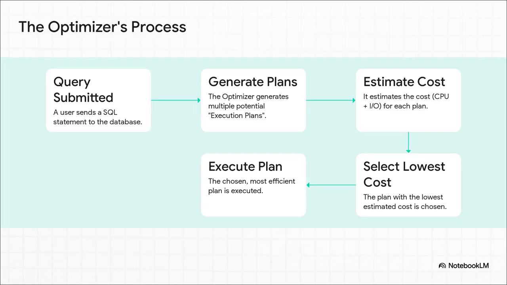So here's the play-by-play. You hit run on your query. The optimizer instantly kicks in and starts generating several different execution plans. It's like, I could do a hash join here or maybe a nested loop. It estimates the cost of each of those plans, picks the cheapest one, and that's the one that gets executed. It's not just following orders, it's being smart about it.